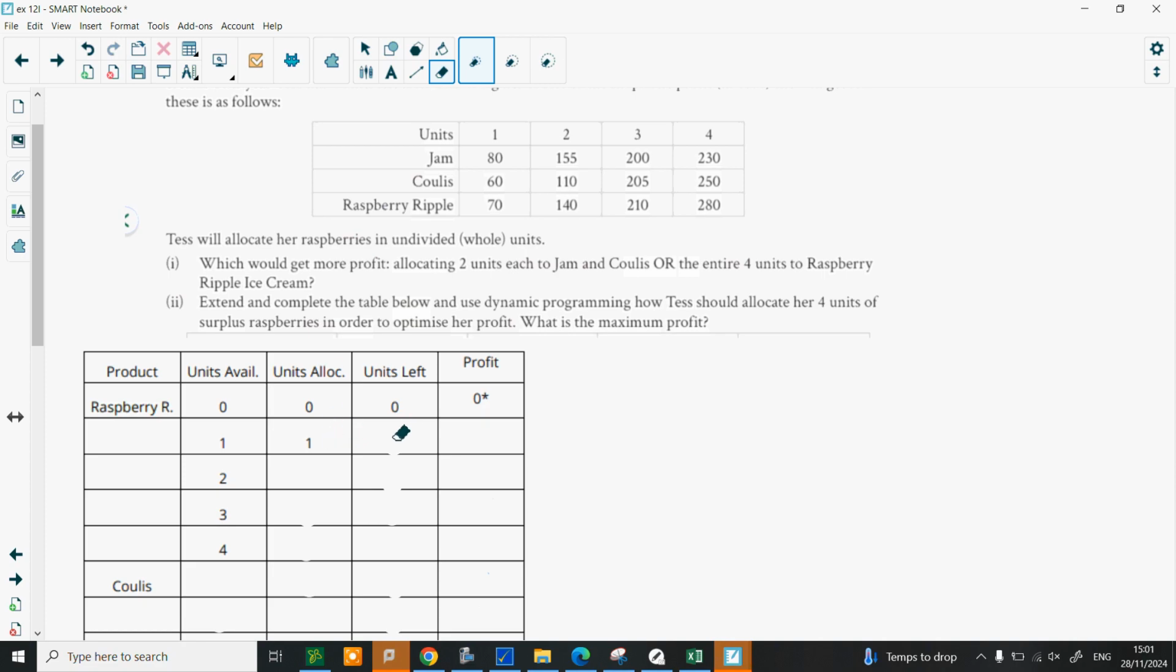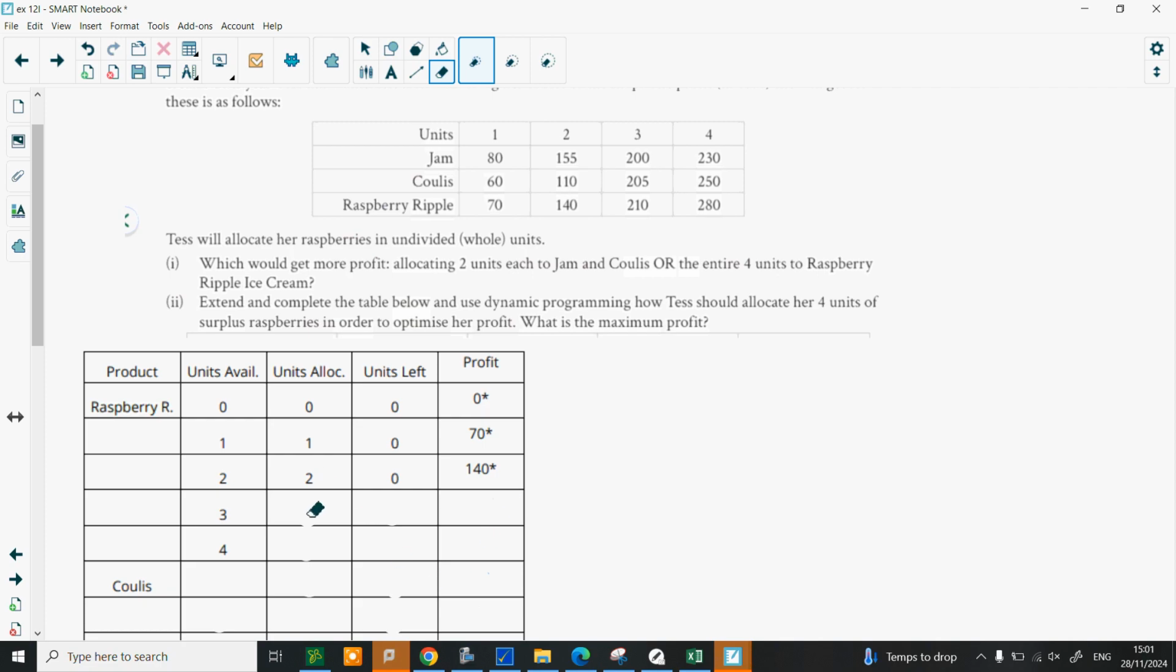Now, units allocated 1, units left 0. So it means I had 1 unit available, I allocated 1 unit. So what do you think my number is going to be? 70. Done. Next one. I have 2 units available. I'm going to allocate those 2 units. I'm going to sell them both. What do you think I have here?